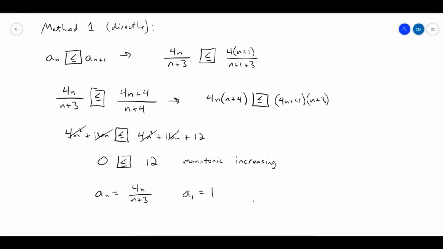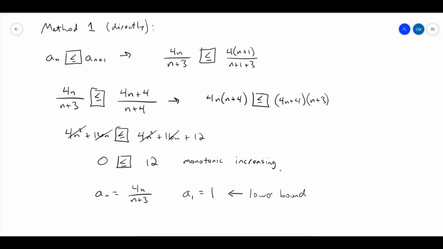So the first term of this sequence is 1. Now, I can use that fact to say the first term is 1, and I also know this thing is monotonic increasing. So that means that it can never decrease. Any term after this will never be less than the number 1, right? Because it's going to be monotonic increasing. So what does that mean? That means 1 has to be a lower bound, right? It will never dip below 1 because that's the first term, and every term after that has to be bigger than that. So this is a lower bound.